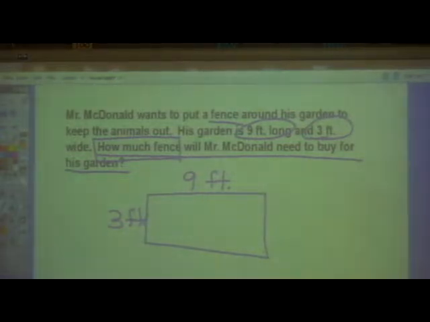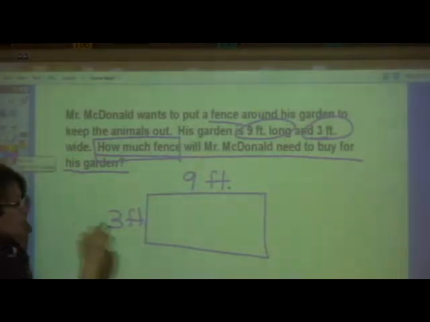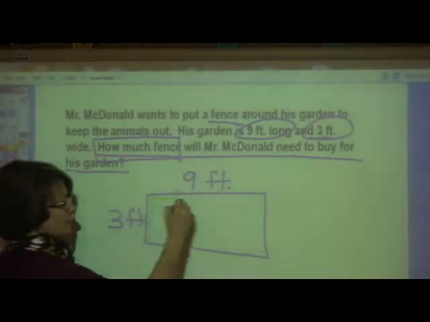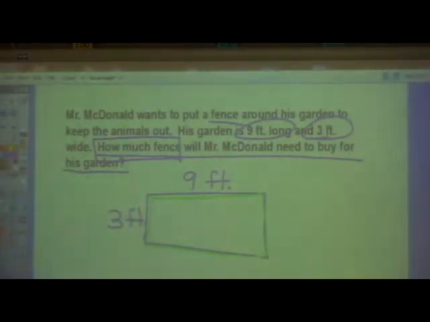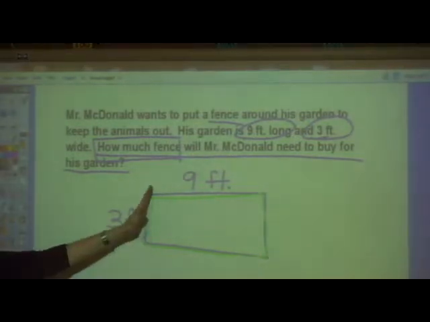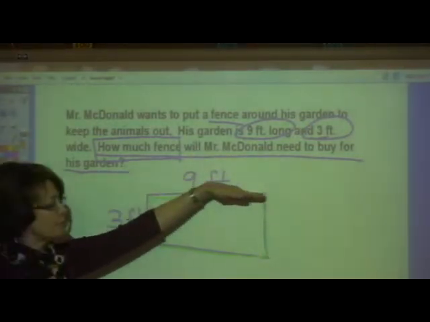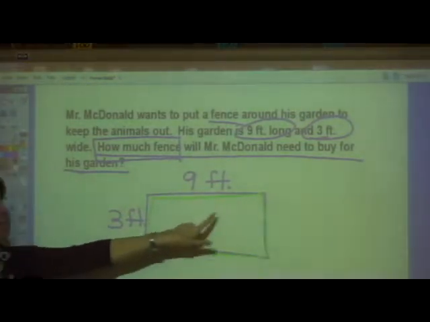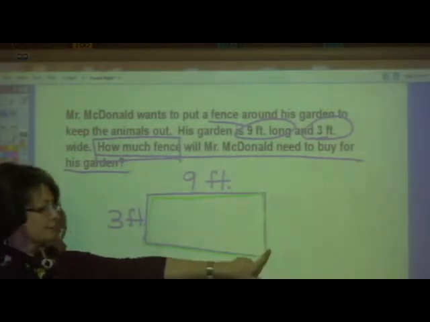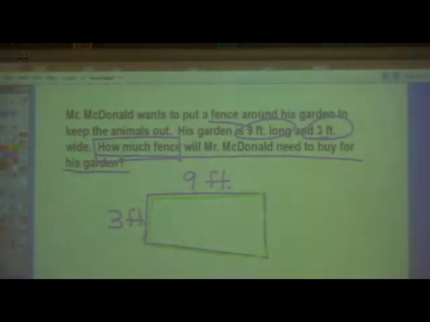Okay. Then we go back and we talk about it's a fence. So where is the fence going to be again? The fence is going to be around. I have them take a colored pencil and show me where's this fence going to be. So a contrasting color. That should have been on the outside, sorry about that. And ask them, okay, I need 3 feet of fence. I need 9 feet of fence. What about this side over here? If I don't put fence here, the animals are going to get in. How much fence do we need here? Based on the information you have.